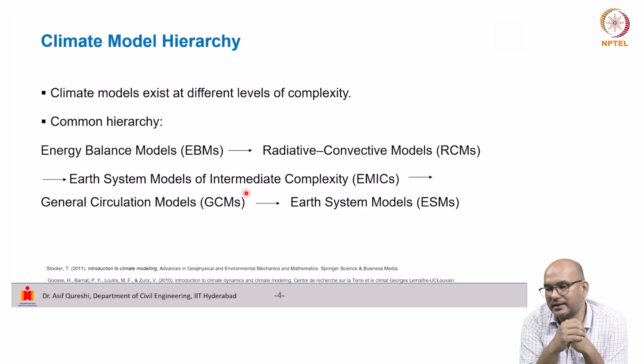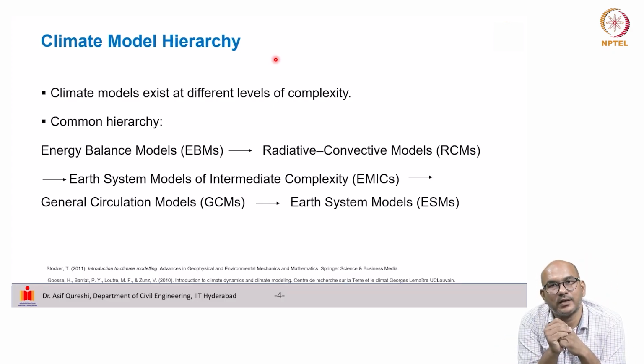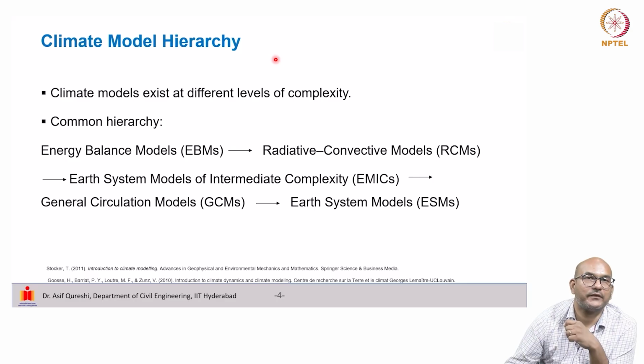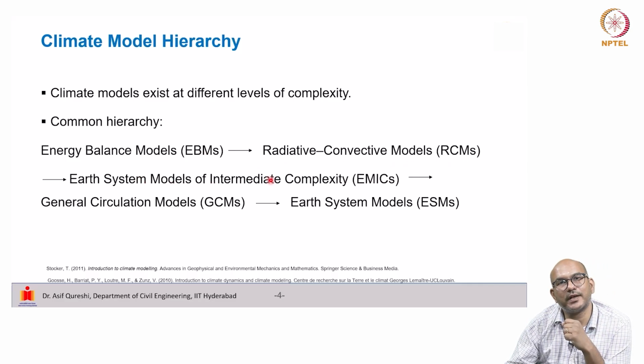As we have seen earlier, there is a climate model hierarchy, of course. We have different levels of complexity. At the lowest complexity, we have the energy balance models. After that, we have the radiative convective models. Then we have the Earth system models of intermediate complexity. So, we have seen these models as well as these models.